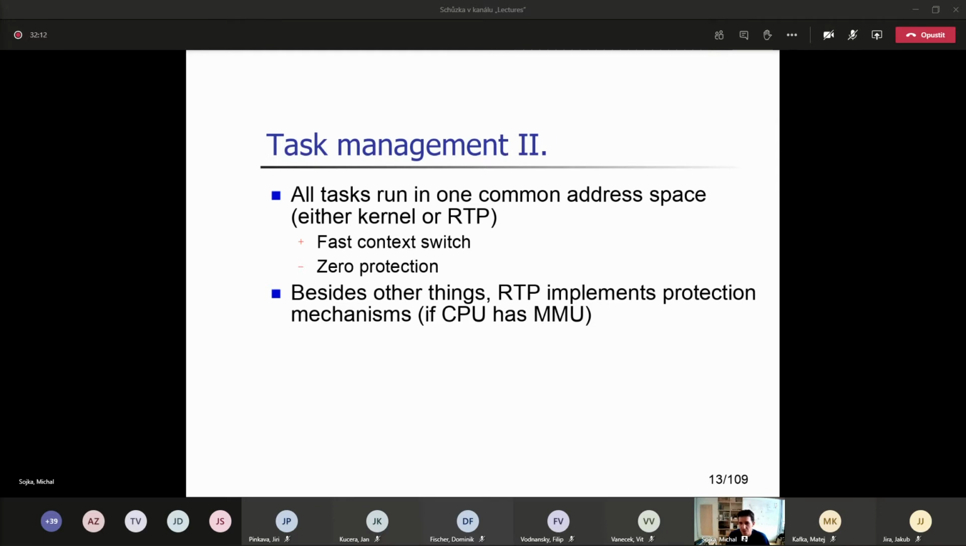But what is missing is this protection. I have already talked about that. So if the operating system scheduler switches between tasks from different address spaces, either different real-time processes or between kernel and address space, the operating system also switches the address space for the task. Basically, it means switching the pointer to the page table, which describes which addresses are accessible by the task.